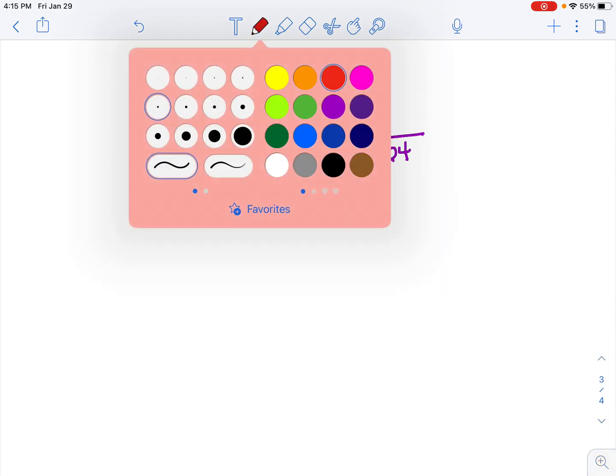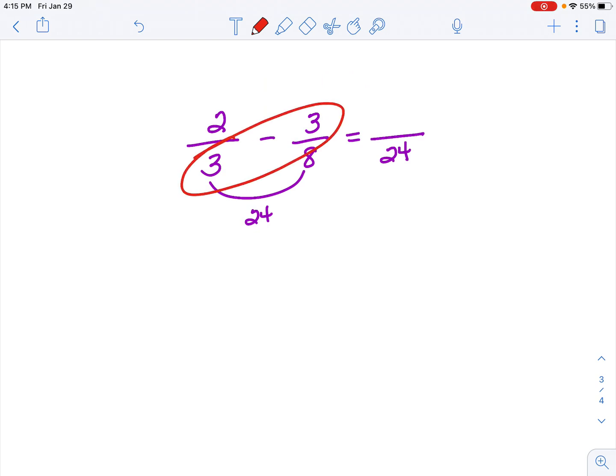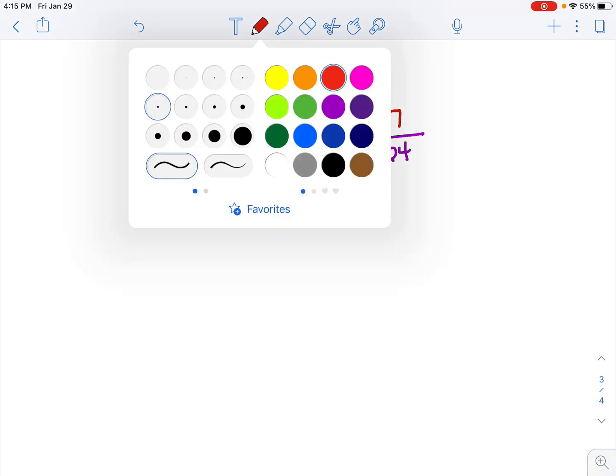Then I do my wing. 3 times 3 is 9. I do my other wing. 8 times 2 is 16. It's a subtraction problem, so I subtract 16 minus 9, which is 7. Now, I look at my answer, 7/24.